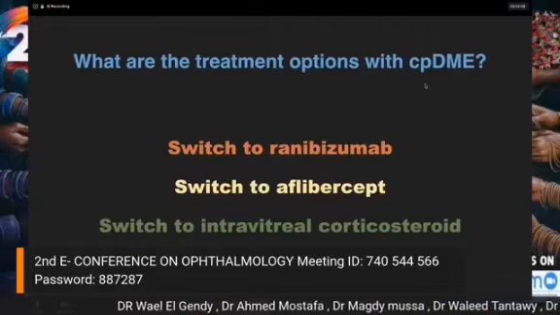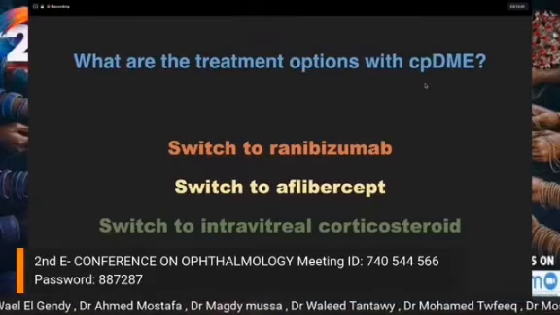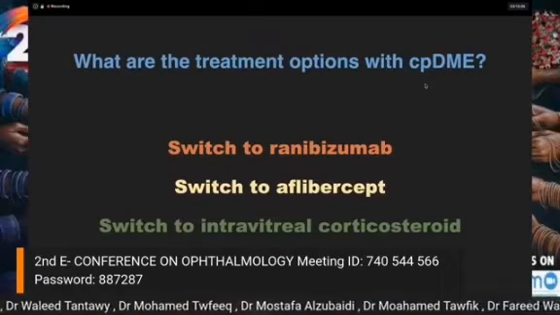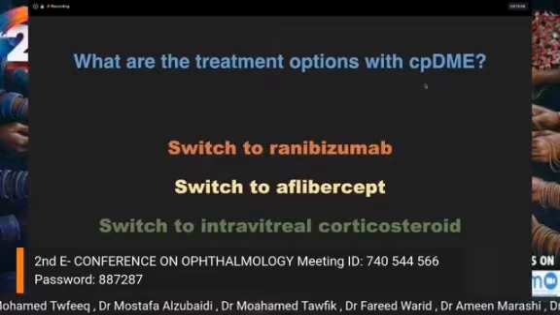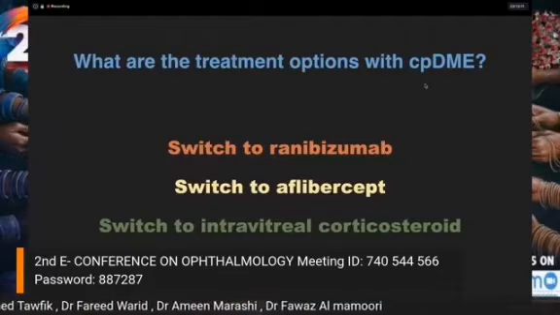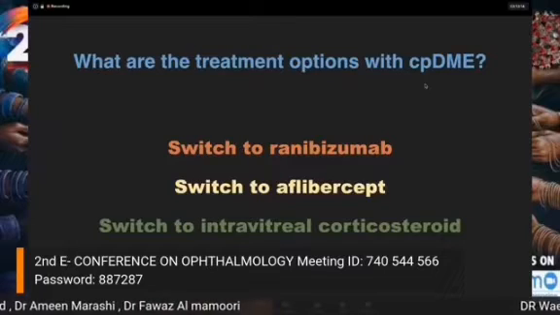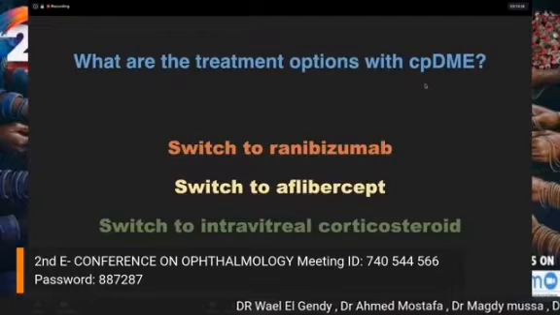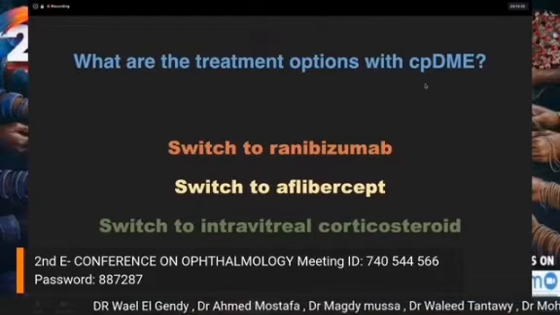Let me tell you something. You did OCT at baseline, OCT at 1 month, OCT at 2 months, OCT at 3 months. Am I right? Yes. You find mild improvement after the first, mild improvement in the second, and in the third, we have the same OCT as the first. So this is a non-responder. Why?